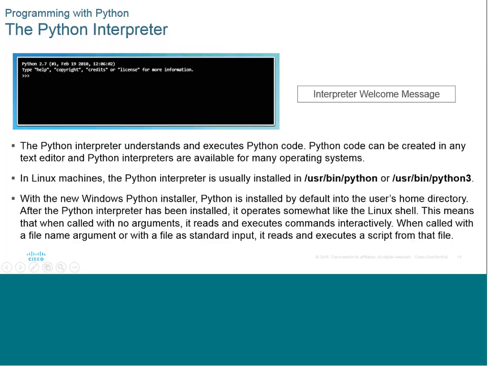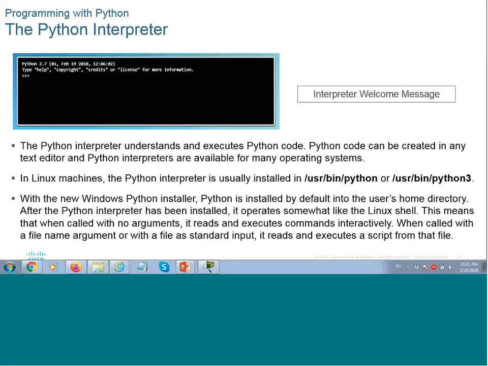With new Windows, as I told you, Python is installed by default into the user home directory. After the Python interpreter has been installed, it operates somewhat like the Linux shell. When called with no arguments, it reads and executes commands interactively. When called with a file name argument or with a file as standard input, it reads and executes a script from that file. What does it mean? You can write a script here, or in any editor, and then run it from there. So this is what we have in Python.